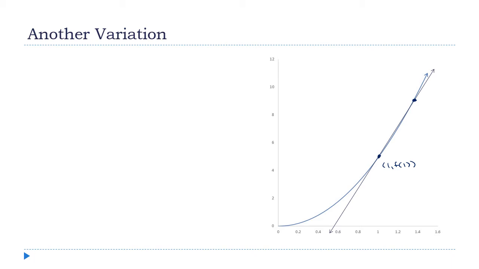And this time, instead of talking about x comma f of x, I want to talk about this other point in terms of this distance, right? This distance h. All right, well, if that distance is h, then this point here is x plus h, which means these coordinates are x plus h, comma, f of x plus h.